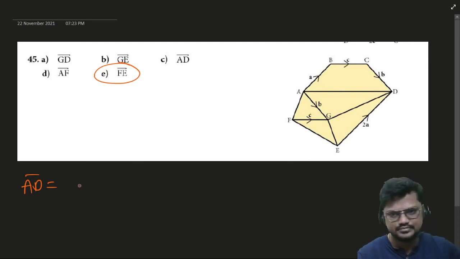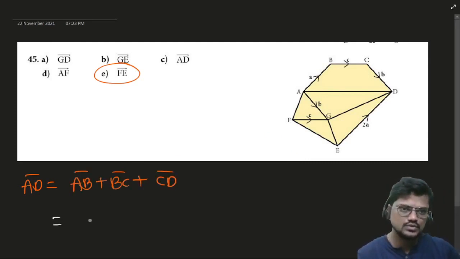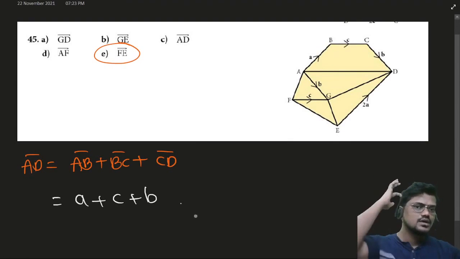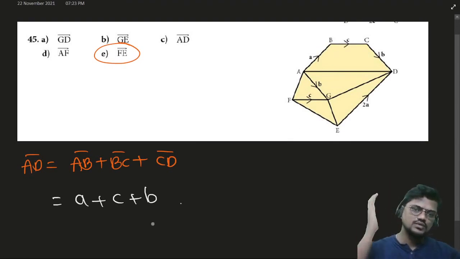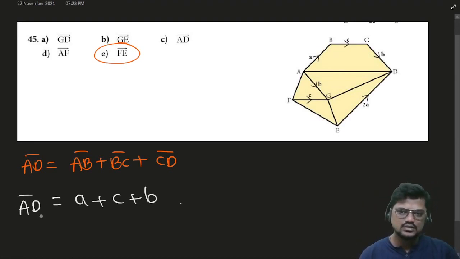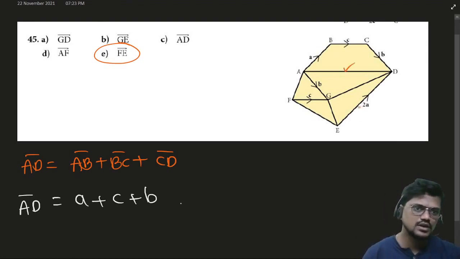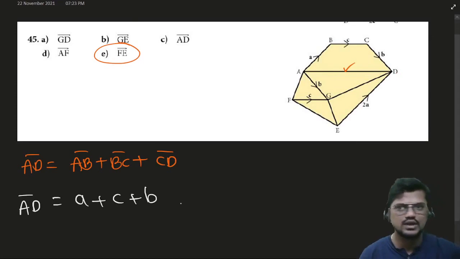That gives you A plus C plus B. This is your vector AD. Now, if you have this vector AD, this is sufficient, no? If you got this value, right? Even if you want GD, you can get that also.